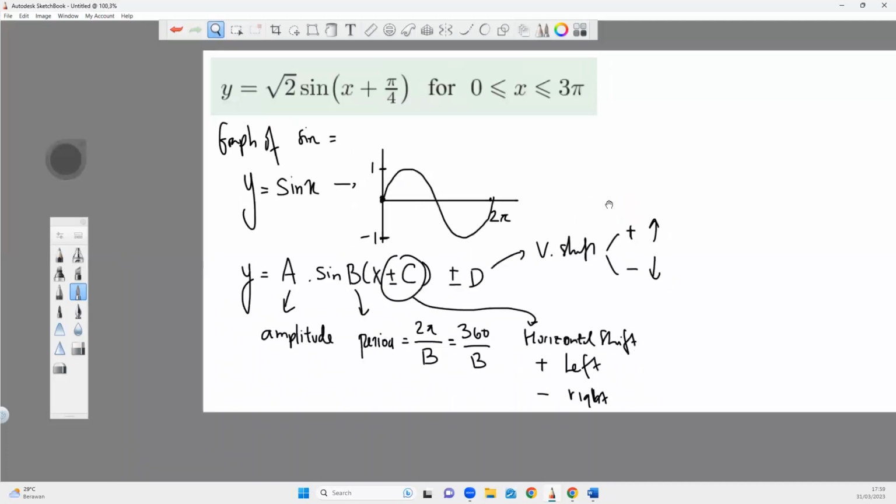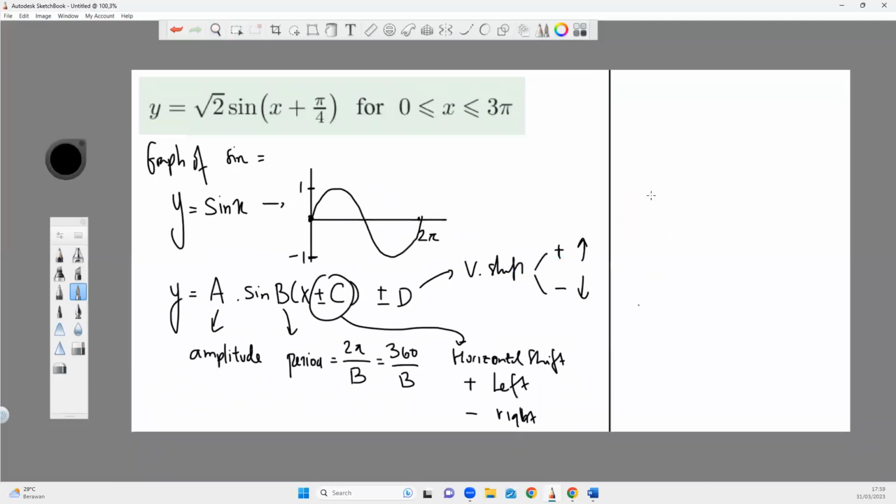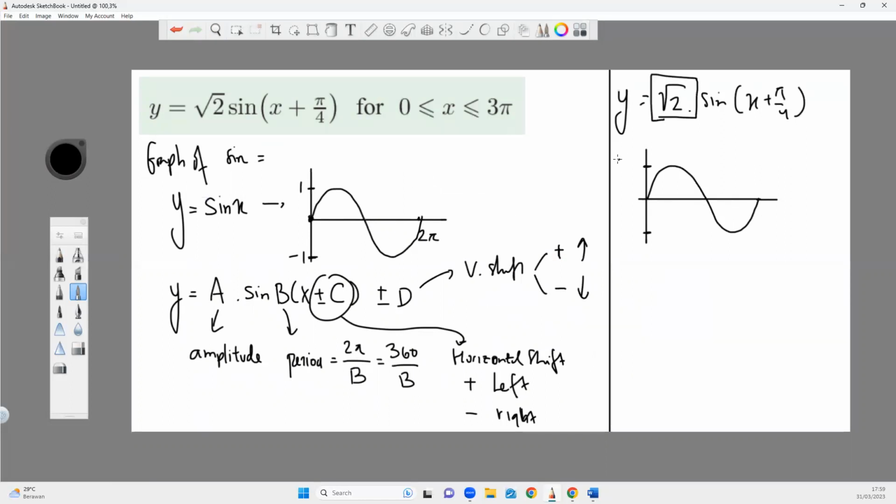So we have to look at the idea here. The question is y equals square root 2 times sine of x plus pi over 4. So when we follow the nature of the sine rule, it has to be like this, but let's mention it one by one. So this is the amplitude, right? So the amplitude is square root 2. So here will be square root 2, and this is negative square root 2. That's the way you do it.